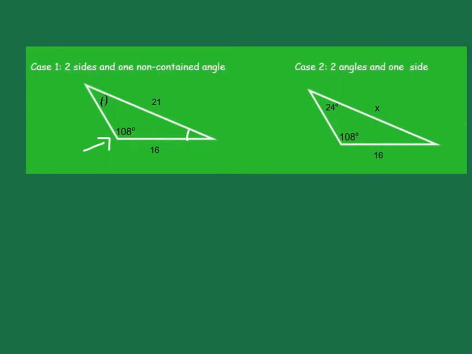Case 2, or the second set of circumstances under which we can use the sine law, is when we're given two angles and then any side of the triangle, because of course if we're given two angles, we can take 180 degrees minus the other two angles and get the third angle. So we really have all three angles and a given side. So in either one of those circumstances, we can use the sine law.